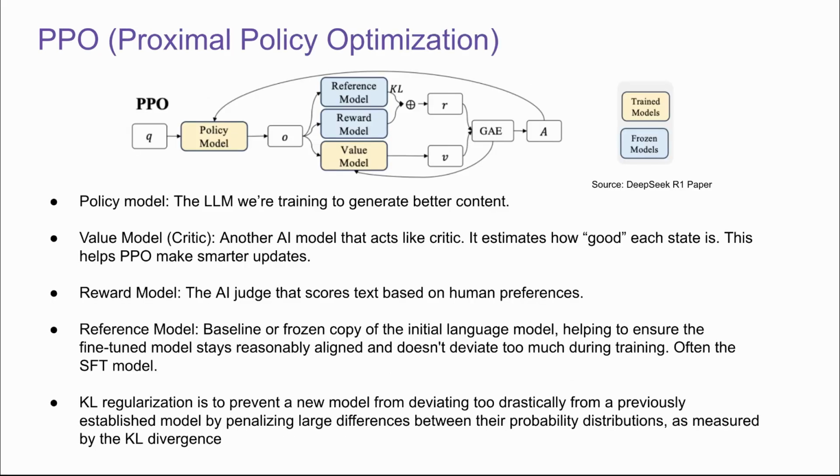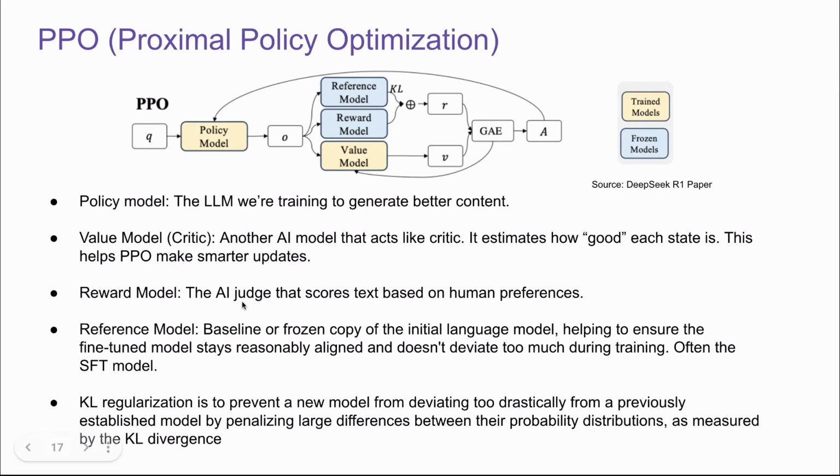The next one I want to talk about is PPO, proximal policy optimization. This is the graph of how the PPO workflow looks. In this graph, you can see there's a policy model. This is basically the LLM we're training to generate better content. And we have a value model right here. It's a critic, another AI model that acts like a critic. It estimates how good each state is. This helps PPO make smarter updates. So as you can see, the policy model and value model both need to be trained.